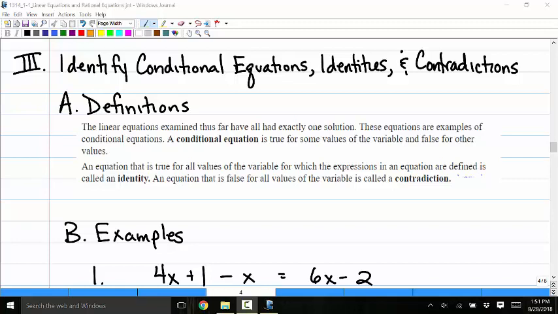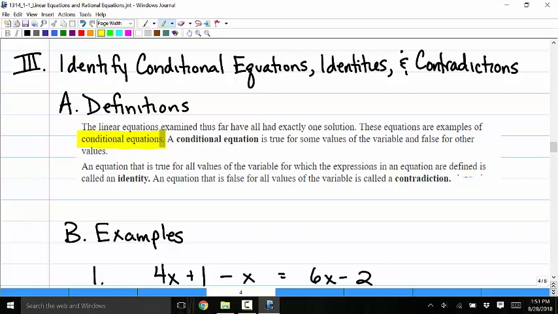Identify conditional equations, identities, and contradictions. Thus far, the linear equations that we've examined have all had exactly one solution. Those types of equations are examples of what we call conditional equations. It's true for some values of the variable and false for others. In fact, for a linear equation in one variable, if it's a conditional equation, it's going to have one solution.